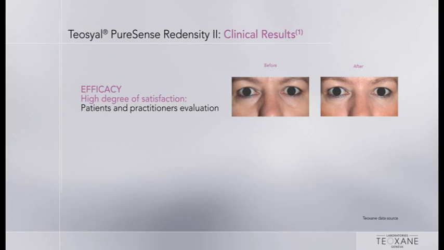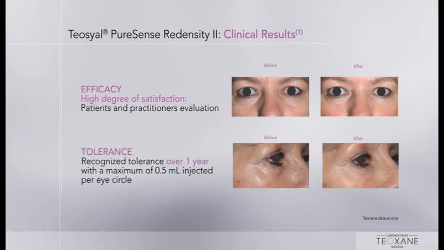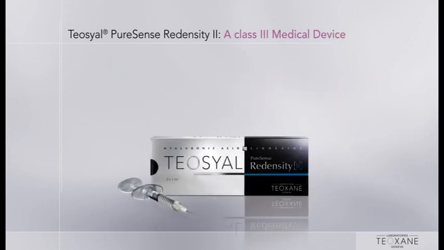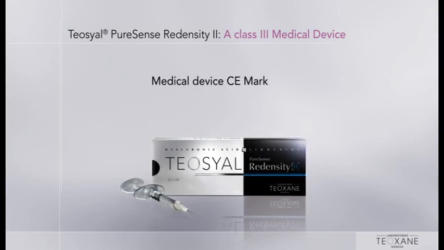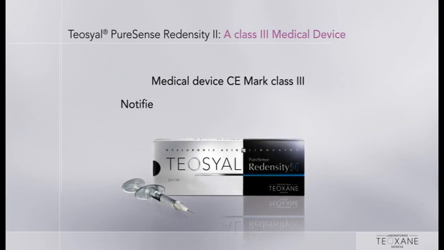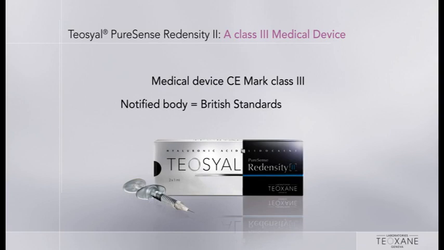The clinical results show a high degree of satisfaction from patients and practitioners. The results are immediately visible after injection, as shown on this before and after picture. The excellent tolerance of Redensity 2 was also demonstrated in the clinical studies with an average injected volume of 0.37 mg per R circle. Teosyal Redensity 2 is a medical device that obtained a CE mark of Class 3, certified by the BSI, British Standards Institution.